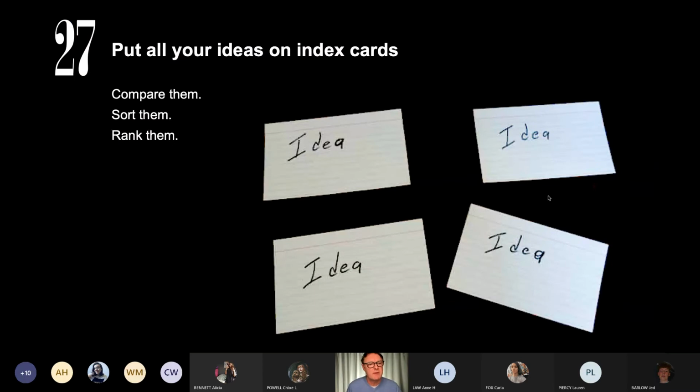Tip number 27, put all your ideas on index cards. This essentially is a tried and tested formula. What you do is you compare them, you can sort them, you can rank them. By putting ideas on separate cards, you can rearrange them and rank them in different ways.